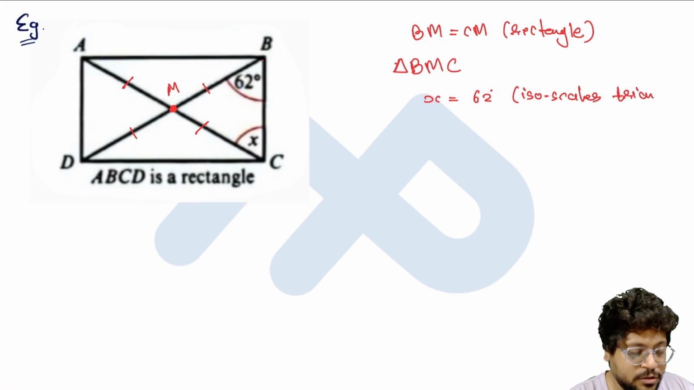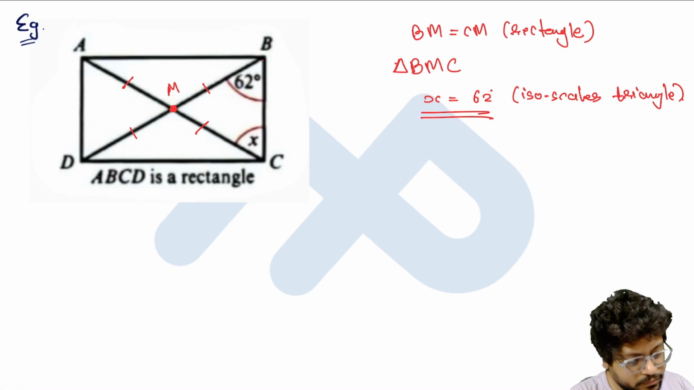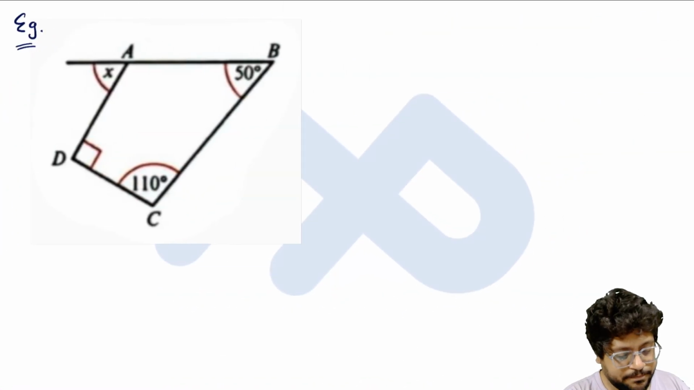Clear? So this is how I found X, which is 62. Let's see another question. Yeah, so this is not any regular kind of special quadrilateral which we have seen in previous parts of this video, but just any quadrilateral, a random quadrilateral. I want to find this x.